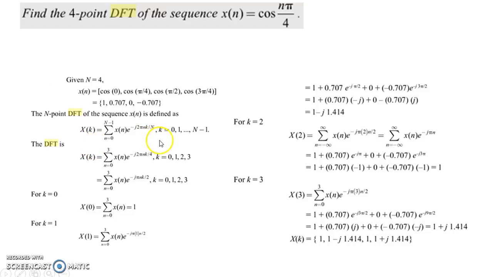Now, applying the formula, we can get the output of each x of k, where the value of k will be from 0 to 3. So we have to find out x of 0 for k equal to 0, x of 1 for k equal to 1, and so on. It's plain substitution, where you have to consider all values of n from 0 to 3 and a fixed value of k for each output that you're finding, and you get the results as follows: 1 minus j 1.414, 1 and 1 plus j 1.414, and now you have the final result of the DFT.